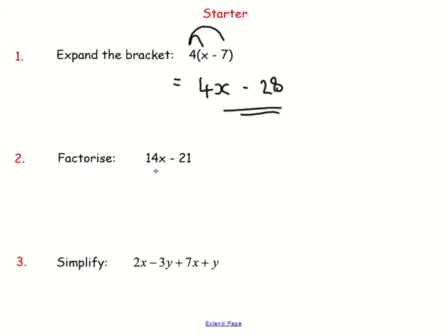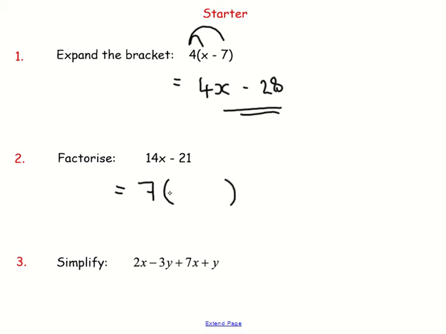Question 2, factorising 14x minus 21. So we're looking for what is the highest common factor between 14x and negative 21. In other words, what's the biggest thing that these will both divide by? So if we look at the numbers, first of all, 14 and 21, well, 7 is the largest number they'll both divide by, and then they don't share any common letters, so 7 is the biggest thing we can choose. Then we open a bracket.